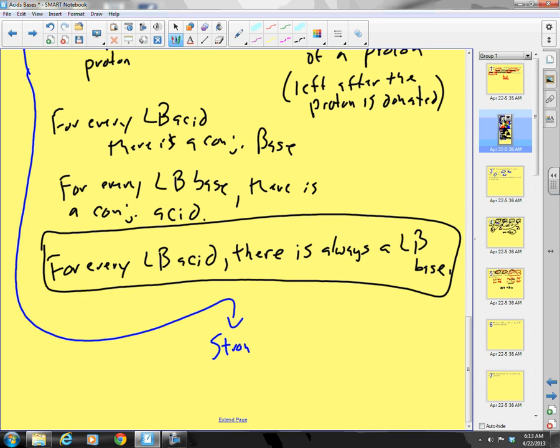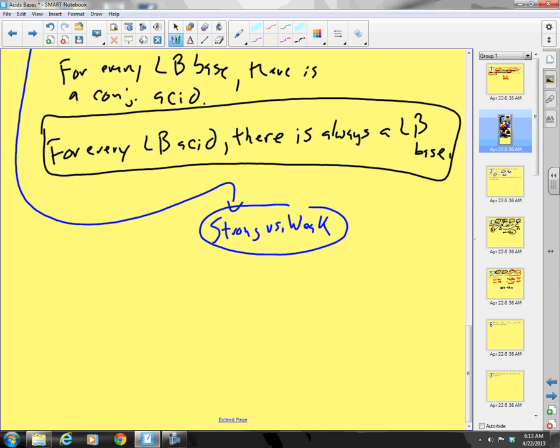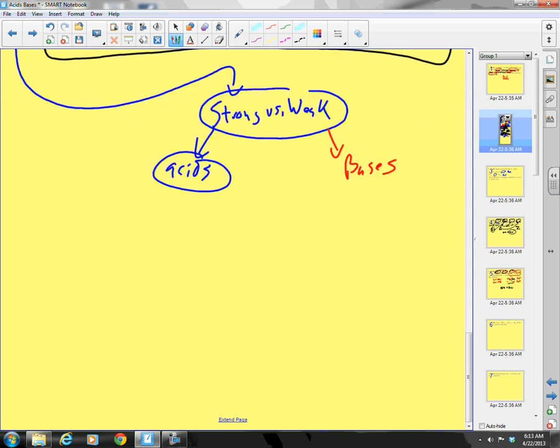Strong versus weak. Right? We want to talk about differentiation or categorization. Strong versus weak acids. And that means, of course, we're going to have strong versus weak what? Bases. Good. And what are my strong versus weak acids? Well, remember, this goes back to electrolytes. Strong acids, a strong acid is what?